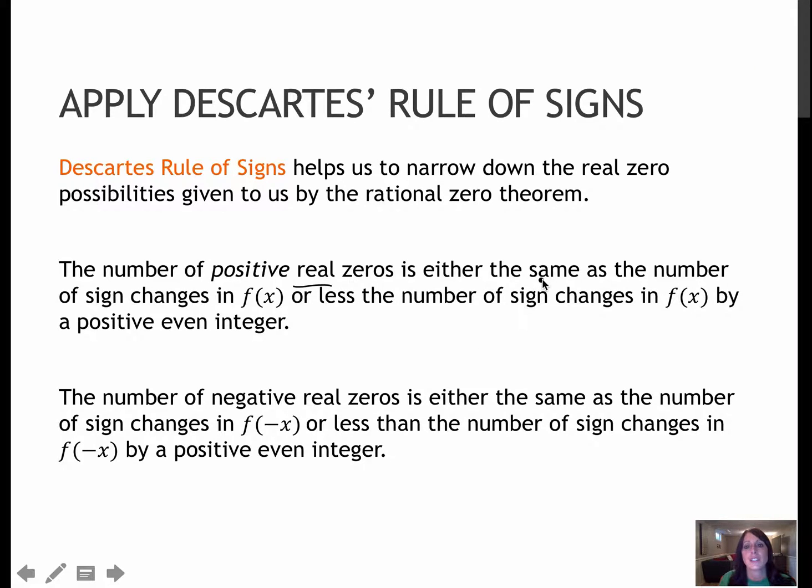is either the same as the number of sign changes in f of x, which means we're just going to look from one term to the next: did the sign change? Nothing tricky there. It's either the same as that or less than that, but it's always going to be less than that by a positive even integer, so taking 2 away or taking 4 away, etc. The number of negative real zeros, same idea.